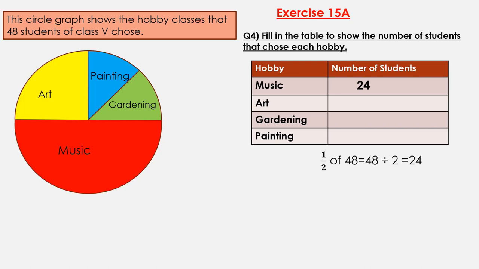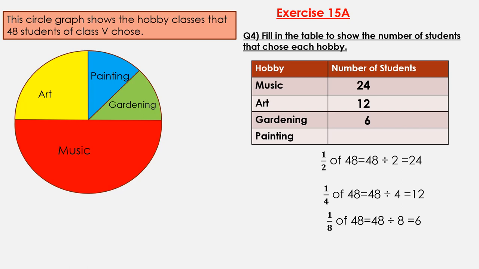1/4 of the students chose art as their hobby. 1/4 of 48 equals 48 divided by 4 equals 12. So 12 students chose art as their hobby. 1/8 of 48 students chose gardening as their hobby. So 1/8 of 48 equals 48 divided by 8, that is 6. So 6 students chose gardening as their hobby.